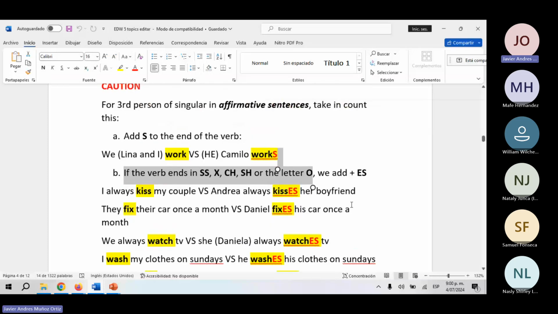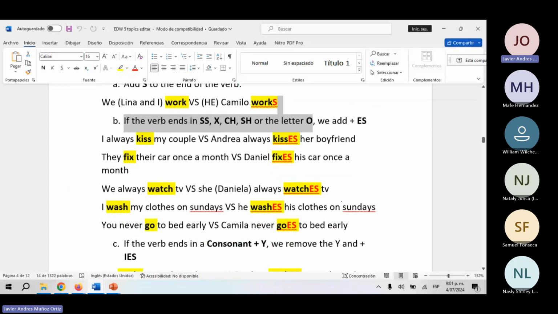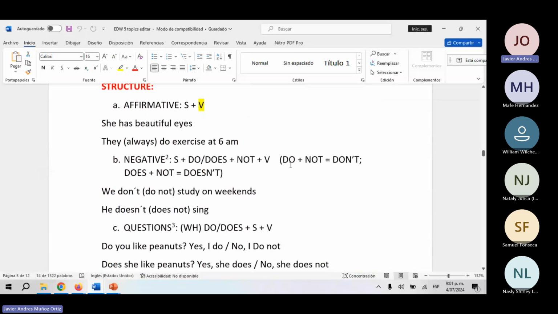Second situation, and the most common situation, just add S. We work, Camilo works. That's it, right? This is with affirmative sentences. And with affirmative sentences, we always need a person or a group of people that perform an activity, like in Spanish. Nosotros corremos, ellos estudian, Felipe nada, Camila escribe, whatever, right? We need a person or a group of people who perform an activity, an action, and this activity or action is also going to be called a verb.